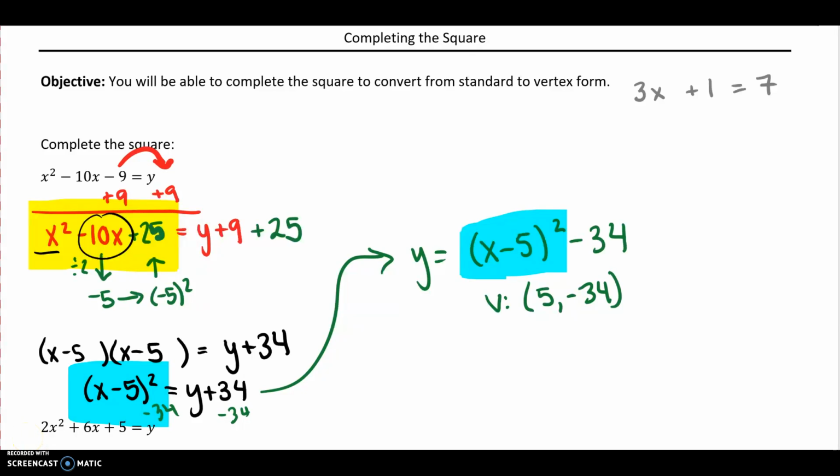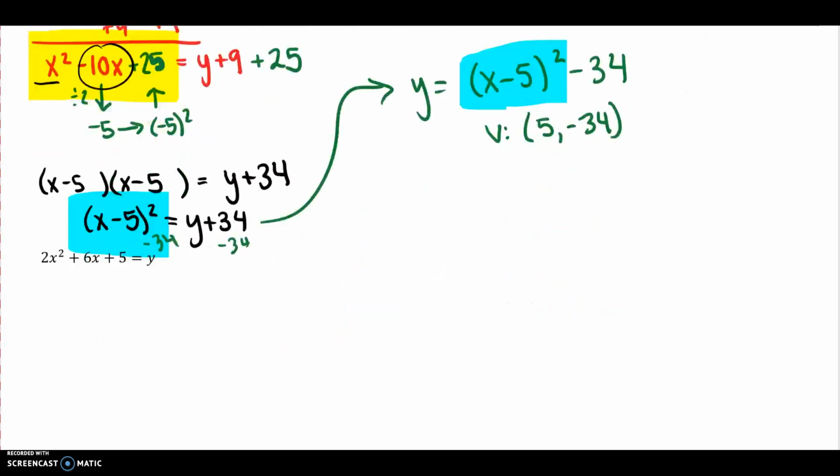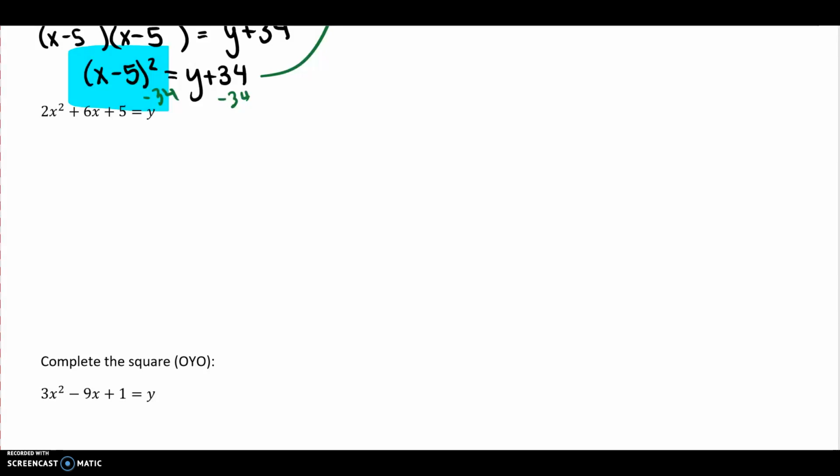So those are the complete the square steps. That might be a little confusing on why it makes sense. Please ask questions if you have them, but we'll try another one. Just going through the process.